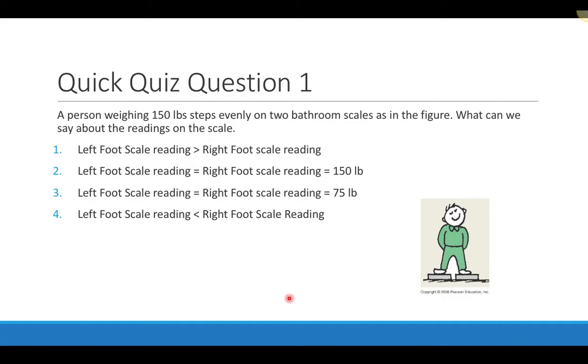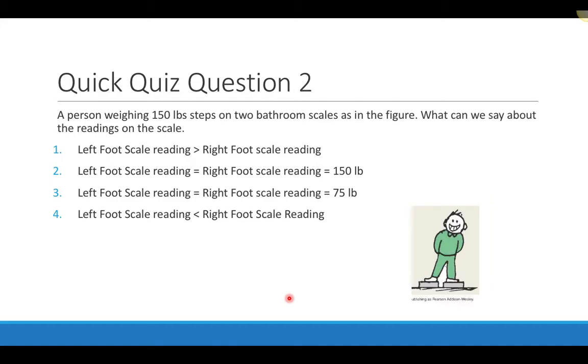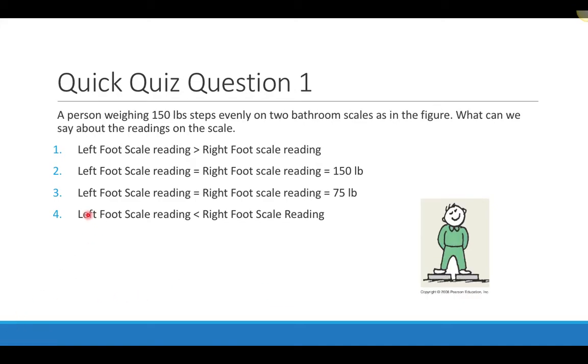I think I've already answered this question earlier, but I have a person who weighs 150 newtons. They step evenly on two bathroom scales. We can say that essentially the left foot scale reading and the right foot scale reading are both going to read 75 newtons. So basically the scales read half of the person's weight because it's evenly distributed between the two scales.